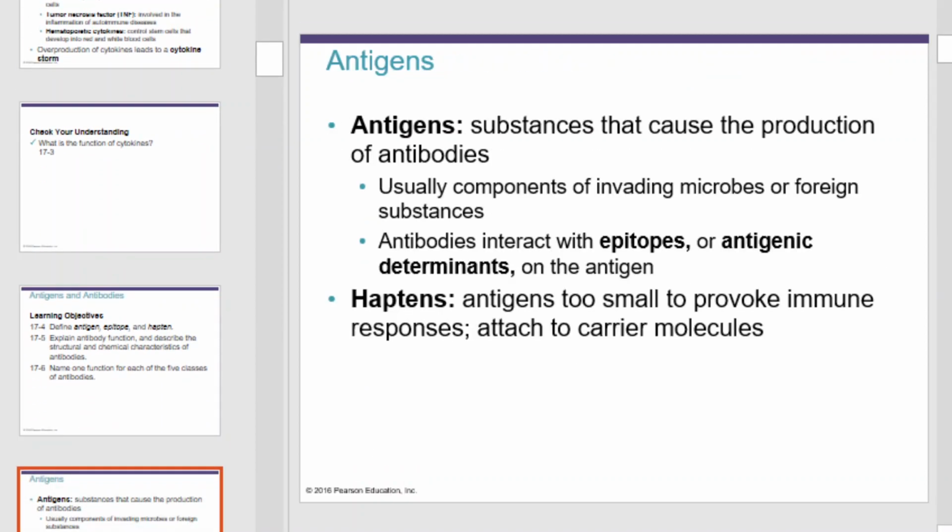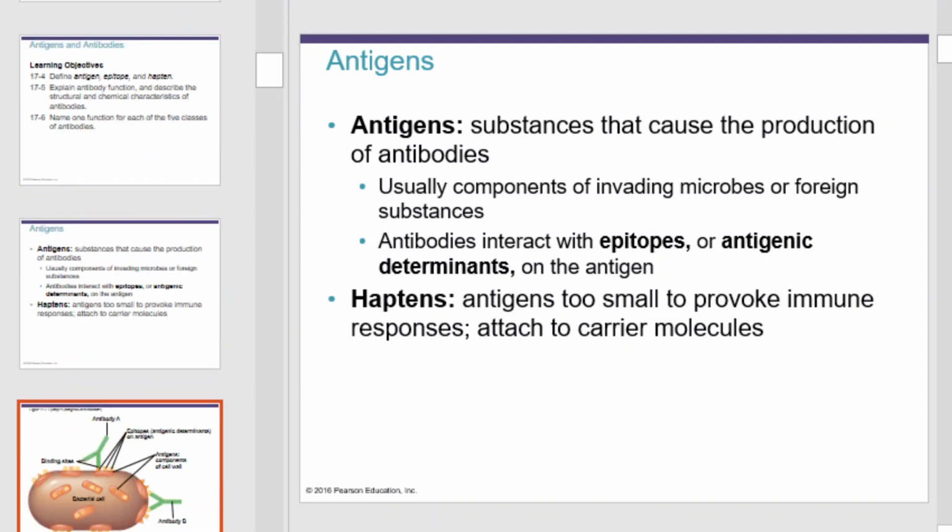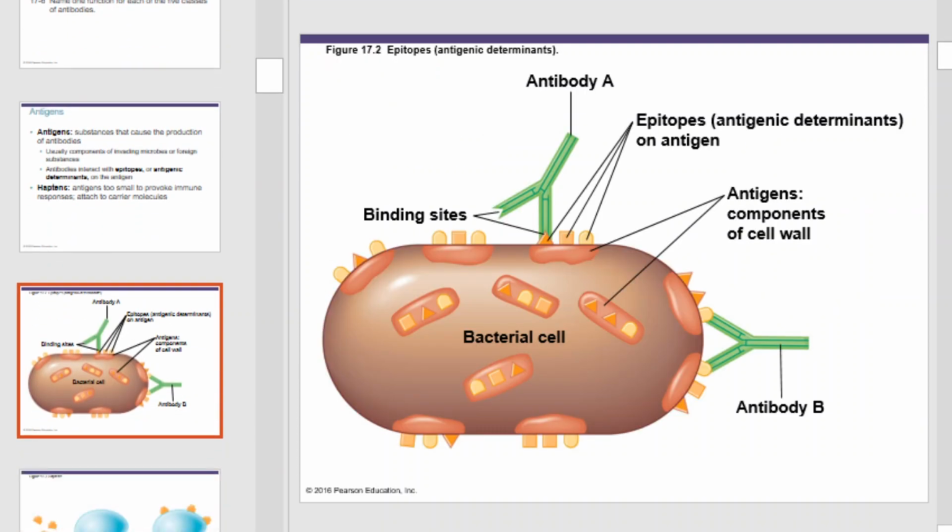Antigens. Antigens are substances that cause the production of antibodies. They are usually components of invading microbes or foreign substances. Antibodies interact with epitopes, or antigenic determinants, on the antigen. Haptens, antigens too small to provoke an immune response, can attach to carrier molecules. This is an illustration of how antigens and antibodies may interact.